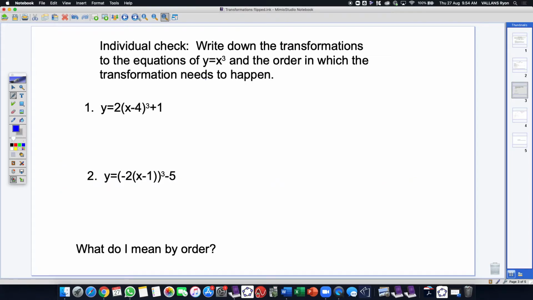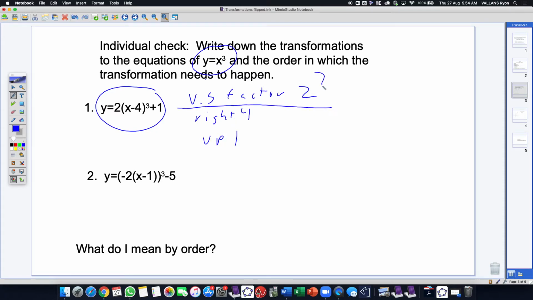Okay? So in context, if I give you an equation that's related to x cubed, then this is vertically stretched by a factor of 2, multiplying all my y's by 2. Then it goes right 4 and up 1. And as long as I shift this one first, then I can do these in any order. I can flip that one.